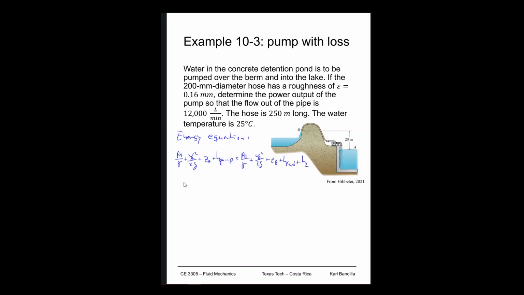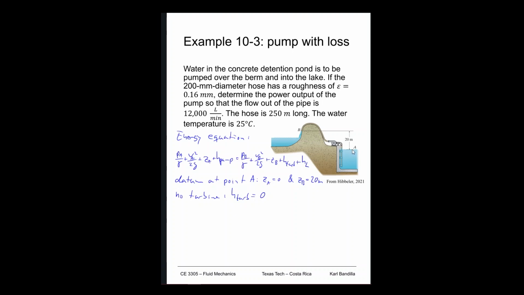So we can start with a datum. So we have two options, right? We can do it at B or at A. Let's do it at A. Datum at point A, which means ZA is equal to 0 and ZB is equal to 20 meters. We have no turbine, which means that H turbine is equal to 0.